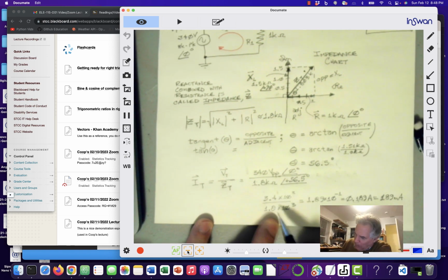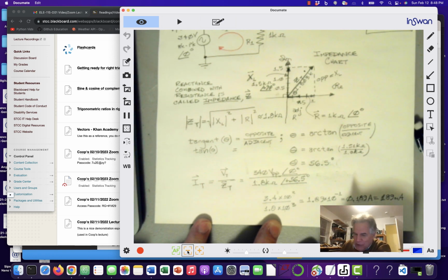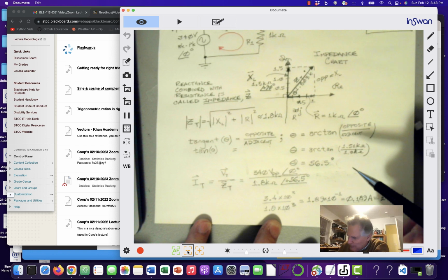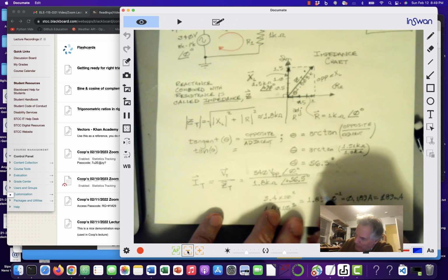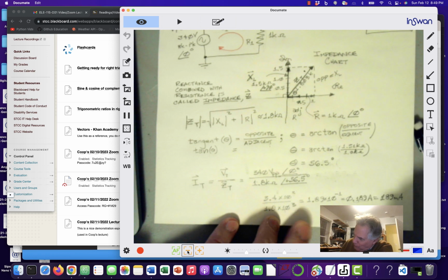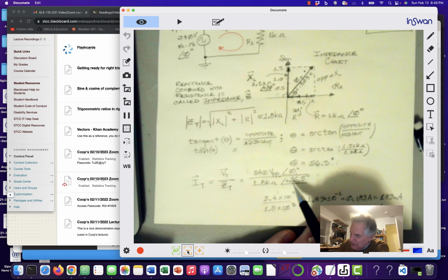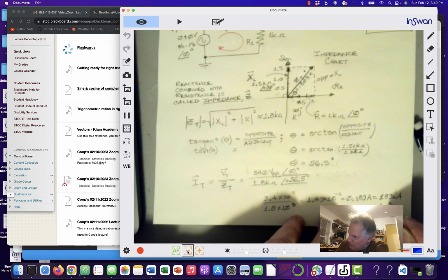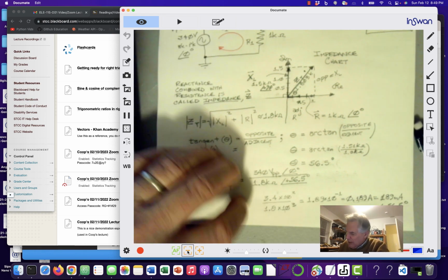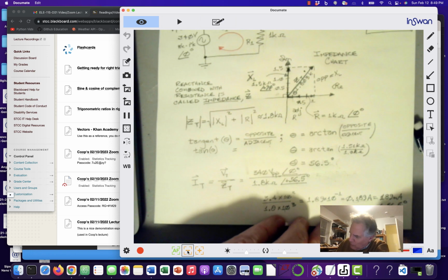Well, it's interesting. Phases are like exponents. When you multiply or divide, you add phases when you multiply, and you subtract phases when you divide. So this will now be equal to 189 milliamps at negative 0 minus a positive 56.5 will give me negative 56.5 degrees. And remember, that's I total.